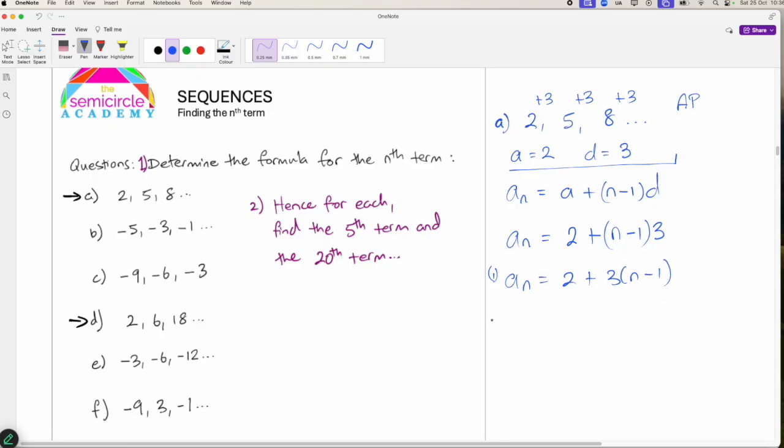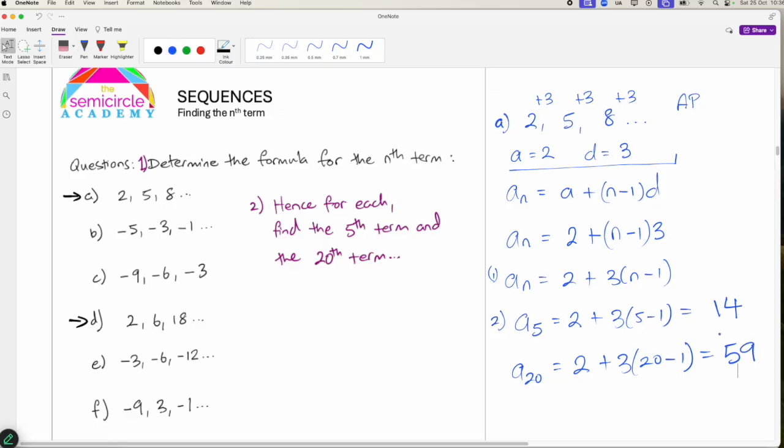For part 2, we want the fifth term, which is a5. So that will be 2 plus 3 into 5 minus 1. Somebody tell me what that is. And then we want the 20th term, which is 2 plus 3 into 20 minus 1. Somebody tell me what that is. This is 59. Thank you. So imagine for number 5 in your CSEC maths.